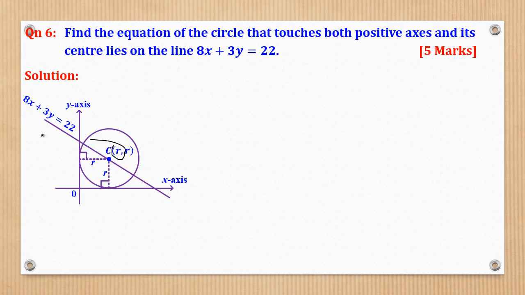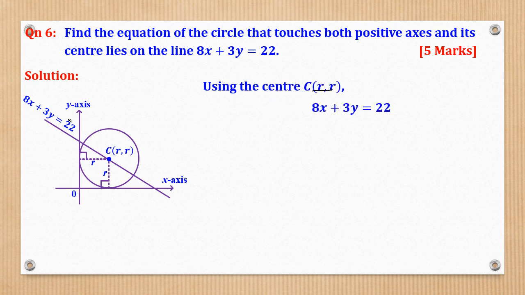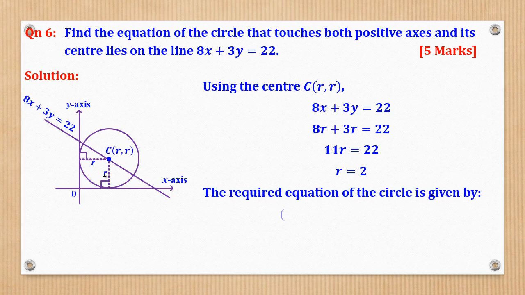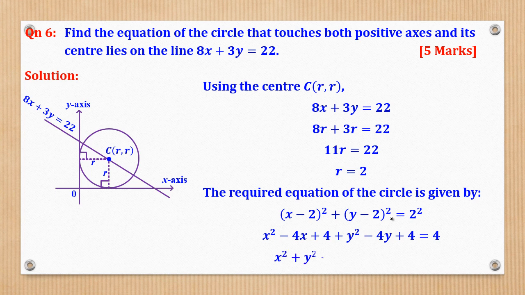And this point lies on this line. So it can satisfy the equation of this line. Therefore, we shall substitute for this point into the equation of this line. To come up with that, you realize that we have only one unknown which can be got. So r is 2, meaning that now we know this coordinate, (2, 2), and you also know the radius, which is 2. Therefore, from the general equation, it will be (x minus 2) everything squared plus (y minus 2) everything squared equal to r squared. So we expand and collect like terms, and that's what they wanted.